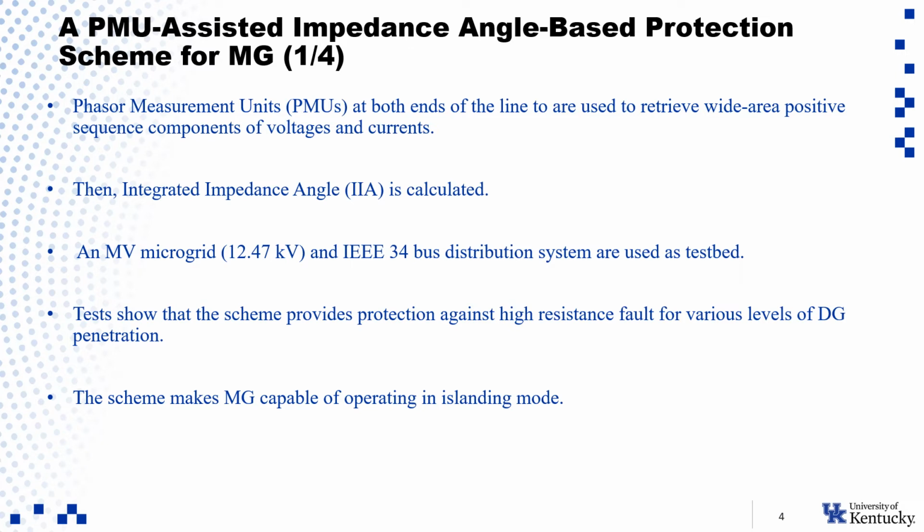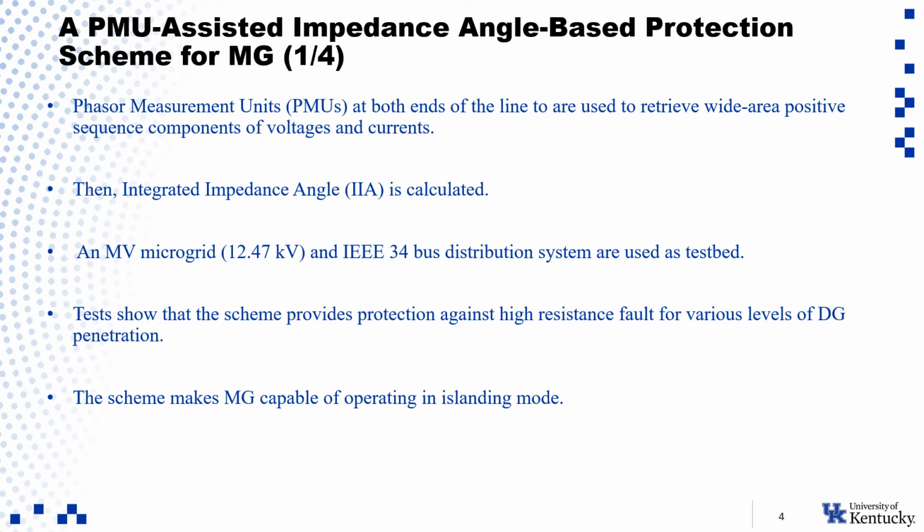This method uses PMUs at both ends of the line to retrieve wide area positive sequence components of voltages and currents. These measurements are then used to compute the integrated impedance angle, or IIA for short. The authors report using a test bed which consists of a medium voltage microgrid, 12.47 kilovolts, and the IEEE 34 bus distribution system.